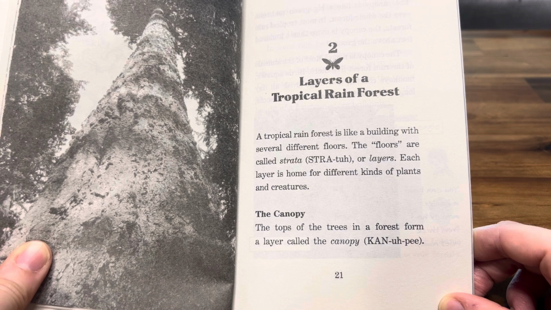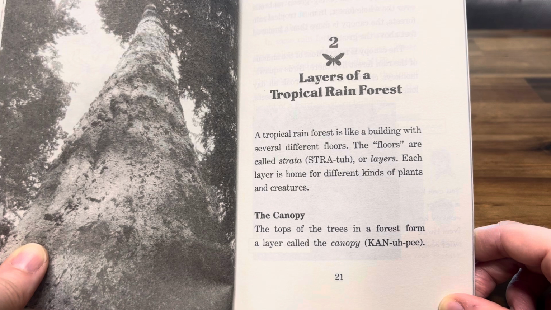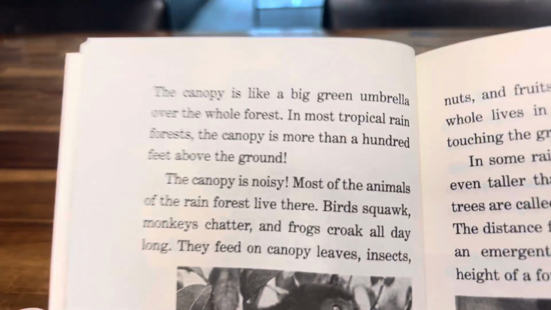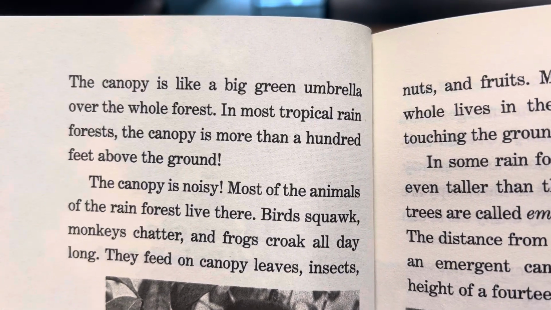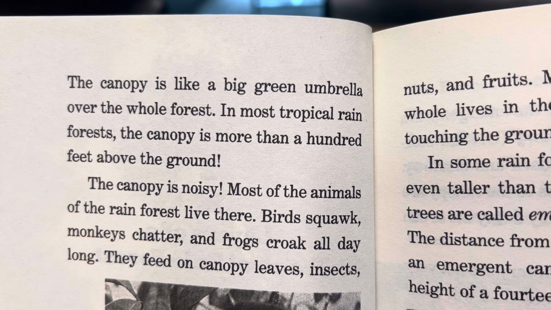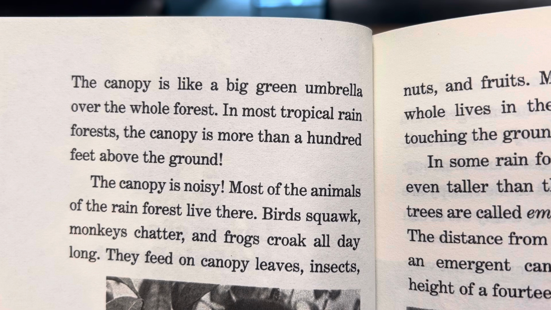The tops of the canopy. The tops of the trees in a forest form a layer called the canopy. The canopy is like a big green umbrella over the whole forest. In most tropical rainforests, the canopy is more than 100 feet above the ground.